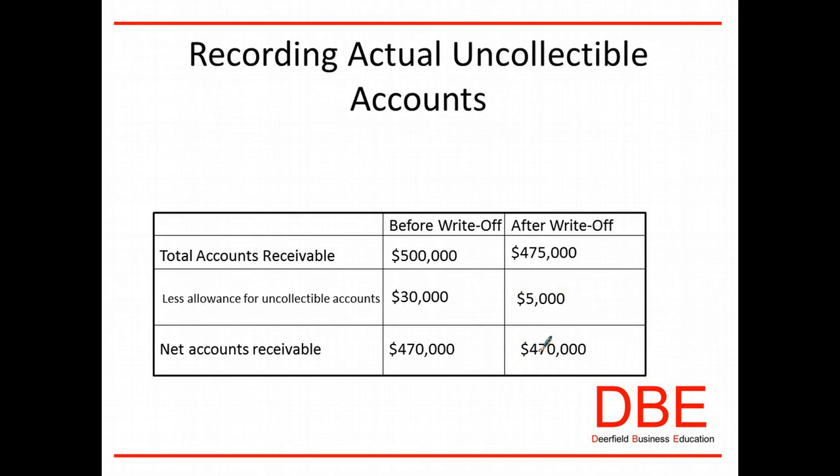So that's the process for estimating uncollectible accounts, and then the actual recording once the account doesn't pay. There you have it, and then now you could go work on some problems in the text.